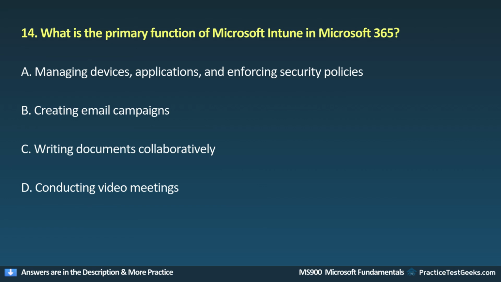14. What is the primary function of Microsoft Intune in Microsoft 365? A. Managing devices, applications, and enforcing security policies. B. Creating email campaigns. C. Writing documents collaboratively. D. Conducting video meetings.